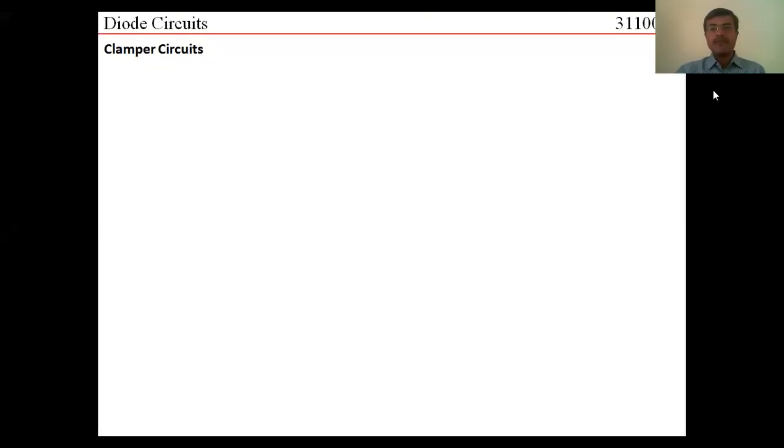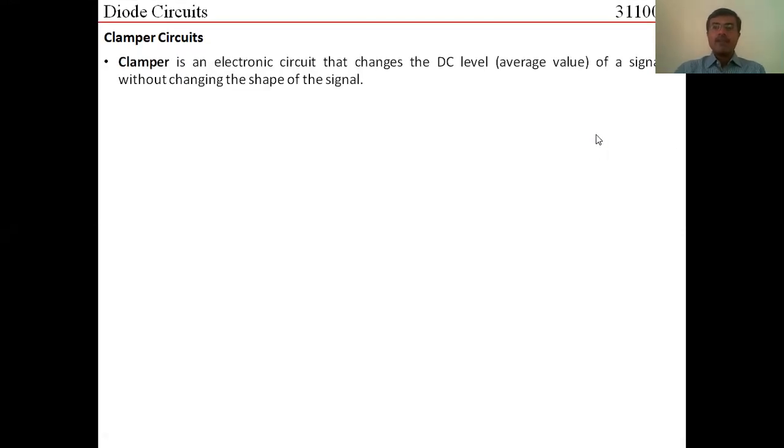If we try to go through the definition of what clamper circuits are, then clampers are those electronic circuits that change the DC level or the average value of a signal without changing the shape of the signal. What do I mean by changing DC level or the average value? If I change the DC level or the average value of a signal, the whole signal would move up or down. It means that the level of the signal would be shifted.